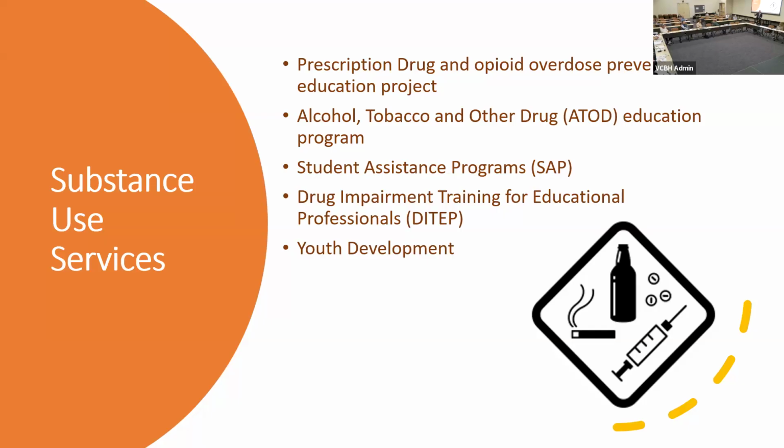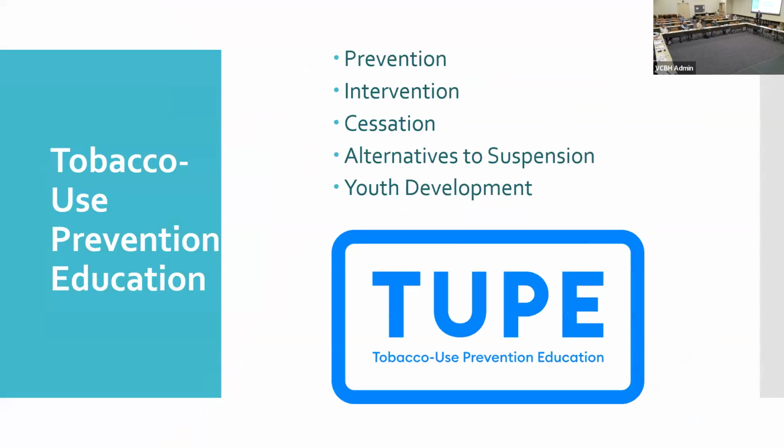Moving on to our next slide, which is tobacco use and prevention education. You can see there a focus on both prevention and intervention, cessation, alternatives to suspension, as well as youth development. I'll give you a few statistics for that 24-25 school year. In short, the student services provided, whether it's outreach through Red Ribbon Week or wellness fairs or anti-vape social clubs, amounted to 7,227 points of distribution for information.